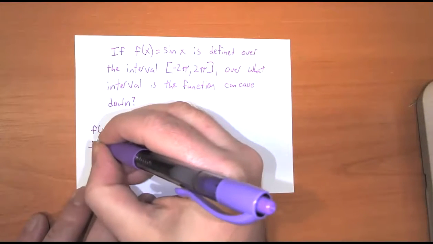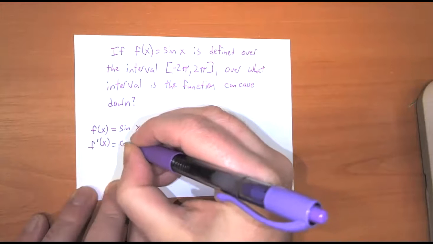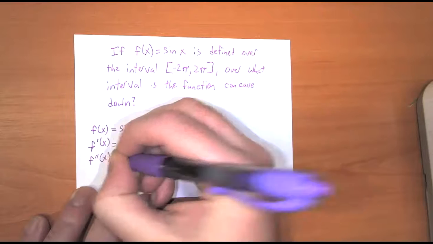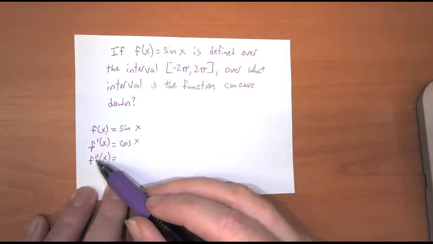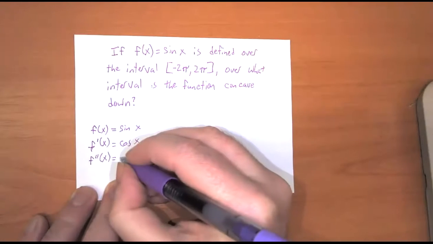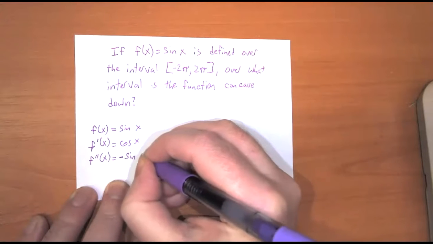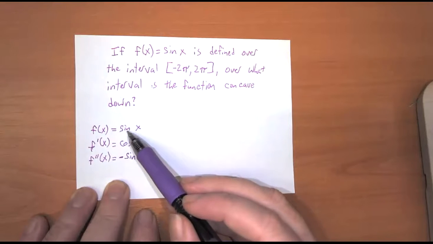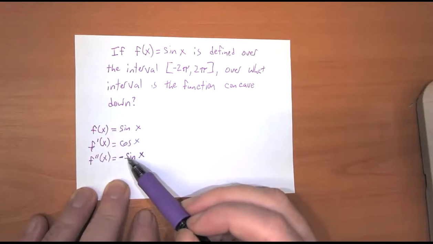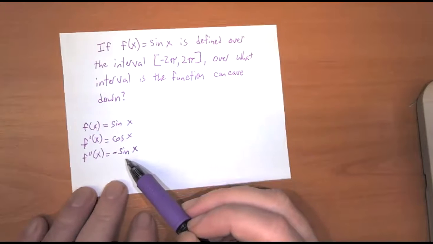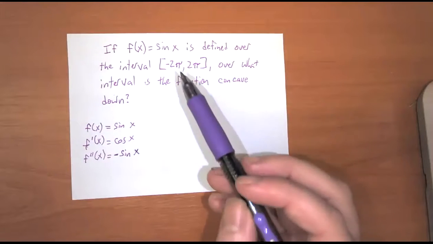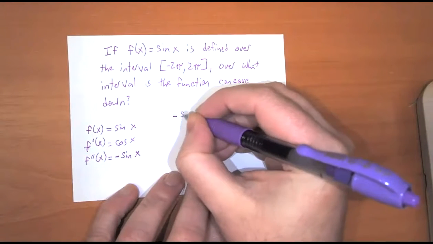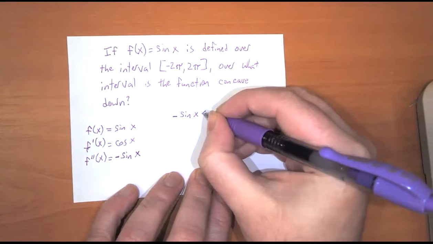So the first derivative of f is equal to cosine of x. And the second derivative of f is what? The second derivative of f is the derivative of cosine of x, which is equal to negative sine of x. So that's another cool thing about the trig functions, that for sine of x, its second derivative is its own negative. So to calculate where this function is concave down, we want to figure out when is negative sine of x less than 0.